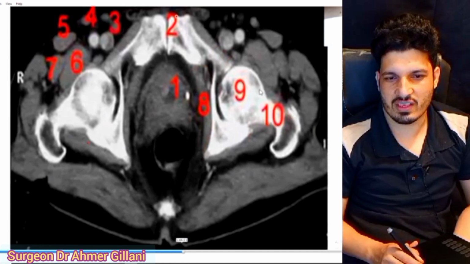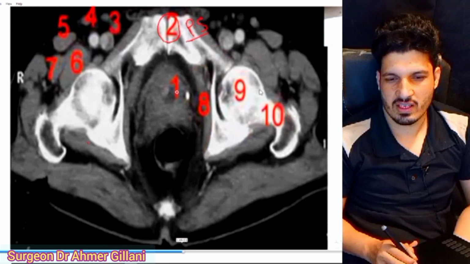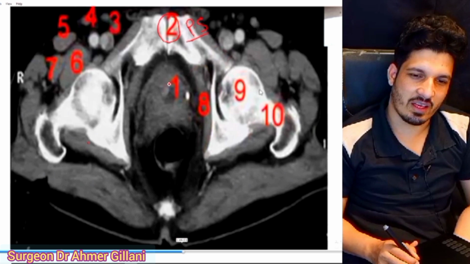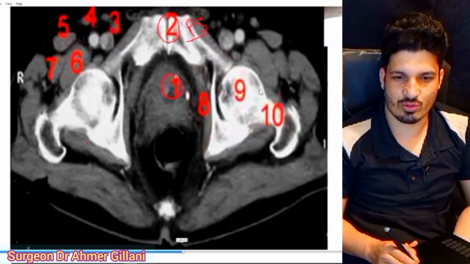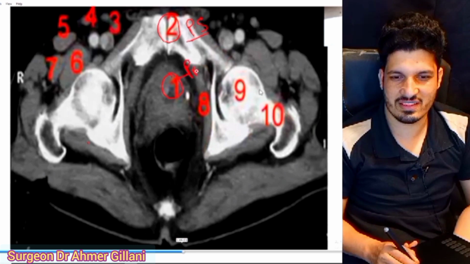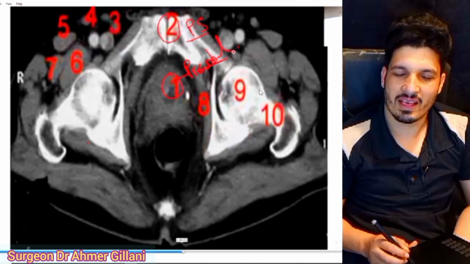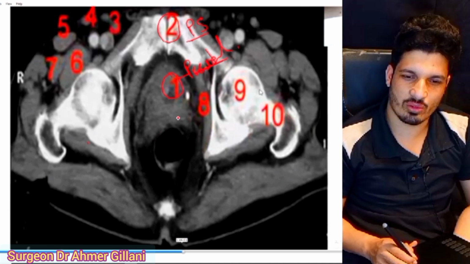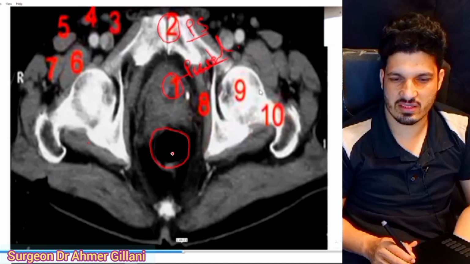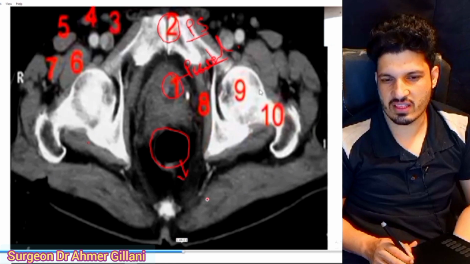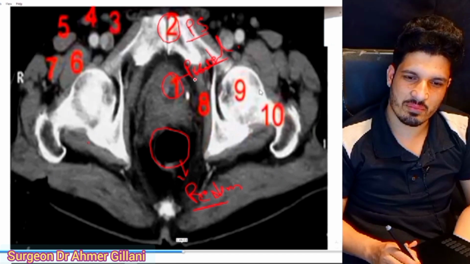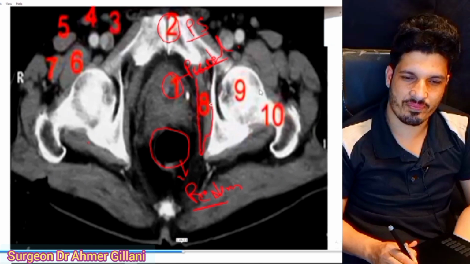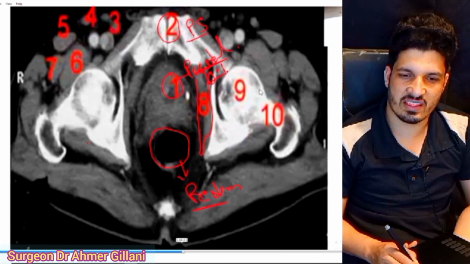So first of all, I will identify this structure. This is the pubis symphysis. And structure number 1. Now the bladder has ended and a rounded structure is there, which is shown by 1, and this is the prostate. Okay. And just below this hollow area, this shown in black, this is the rectum. And structure number 8, exactly this structure, this is the obturator internus muscle.